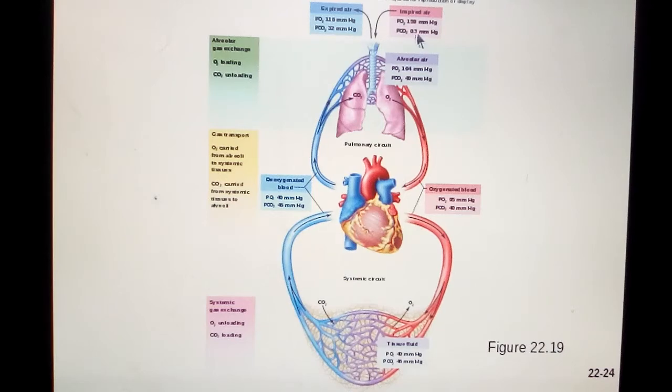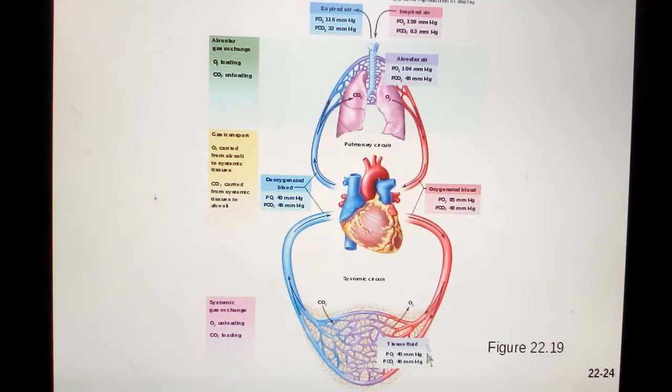So this represents atmospheric air. There's your PO2 159, your PCO2 about 0.3. You inhale that air. This is alveolar gas concentrations. Again, PO2 104. PCO2 40. Then we get down into the arterial blood. Admittedly, this is a pulmonary vein, but it's the same as the arterial blood. That one's hard to sample. You don't usually get pulmonary vein samples. If you look at the oxygenated blood, this is systemic arterial blood, PO2 95, PCO2 is 40.